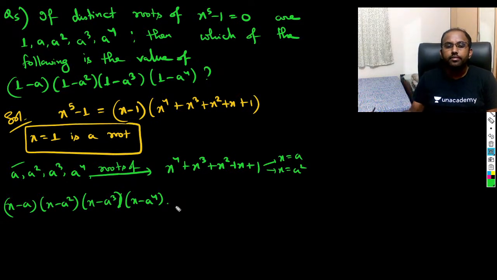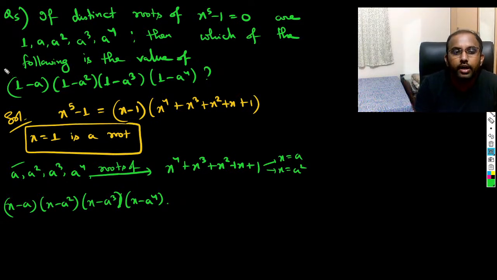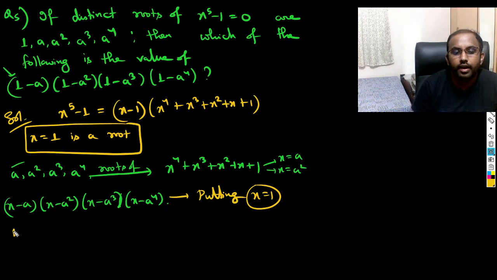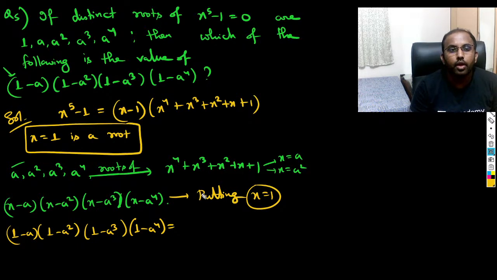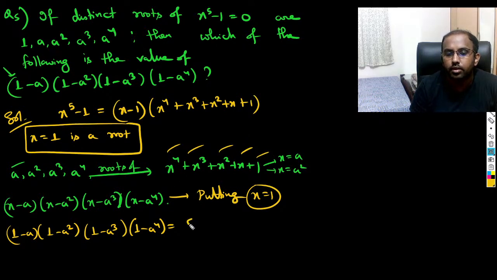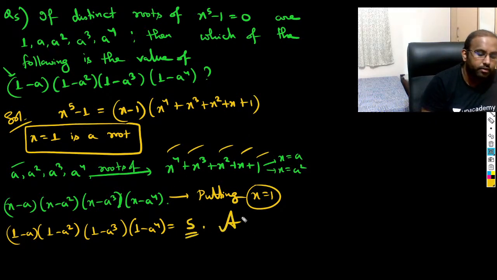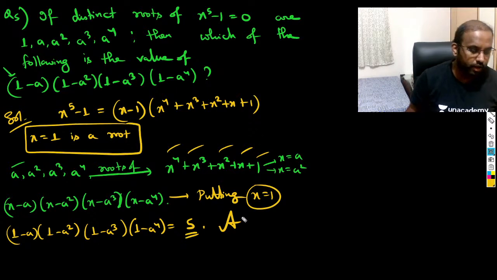So what I wanted was the value of this. How will we get it? I'll get these values by putting x equal to 1 in this equation. Once I put x equal to 1, I'll get 1 minus a into 1 minus a square into 1 minus a cube into 1 minus a raised to 4 is equal to, after putting x equal to 1 here, 1 plus 1 plus 1 plus 1 plus 1, which is 5. So 5 would be the answer here. It's a very nice question. It's a beautiful question.